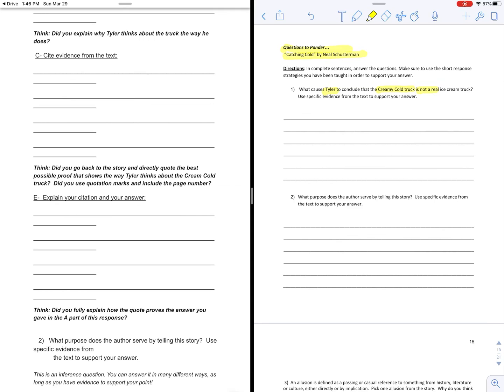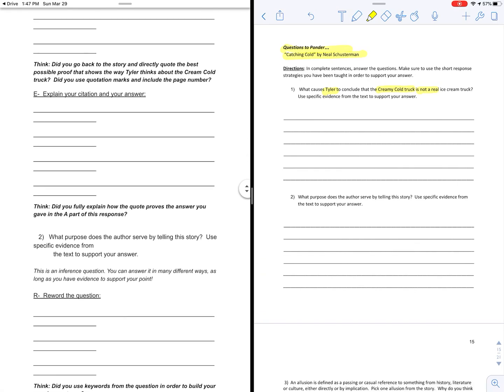As far as the quoting is concerned, we don't just throw quotes in there. You've got to put a little bit of a sentence stem before it, like in the text it says, or in the text it states, or in the story Tyler says. You know, whatever you're going to use as your quote, introduce it a little bit with the beginning of the sentence so that way it flows really nicely. And then our E is the explanation. Did you fully explain why Tyler believed the truck wasn't real?